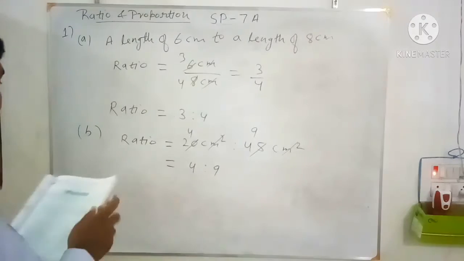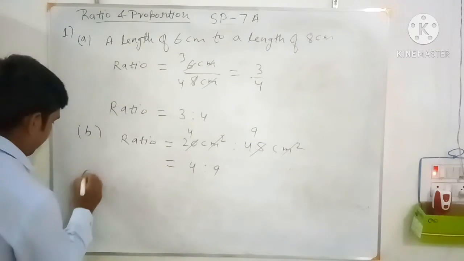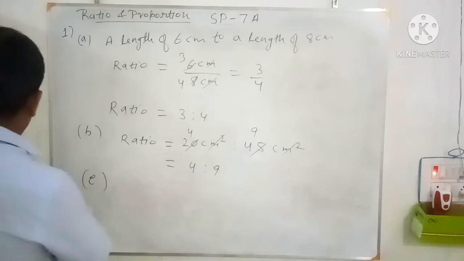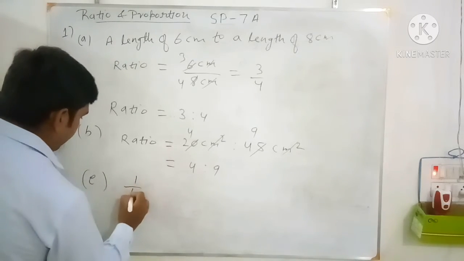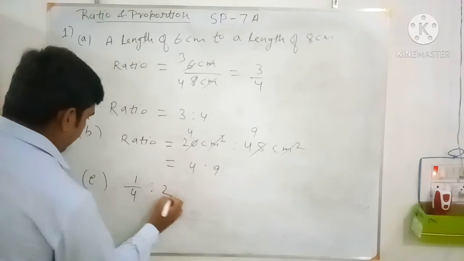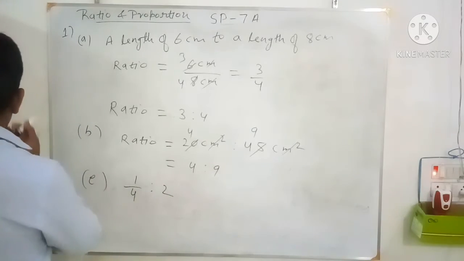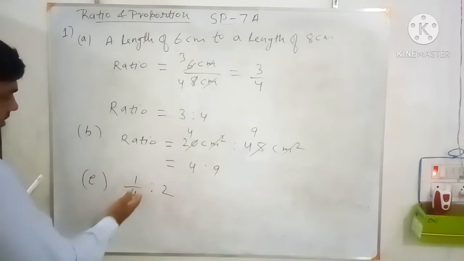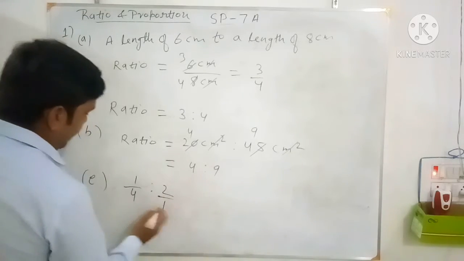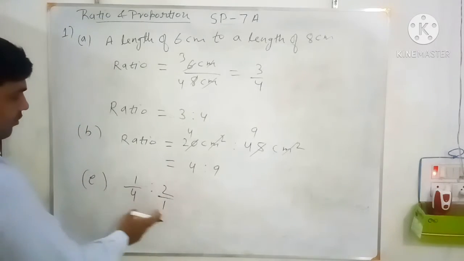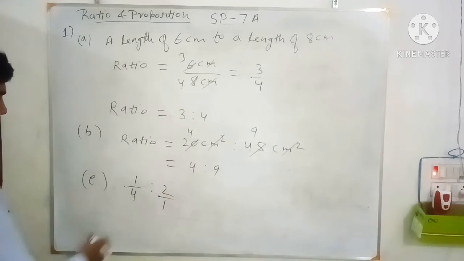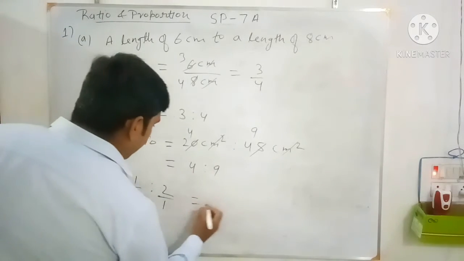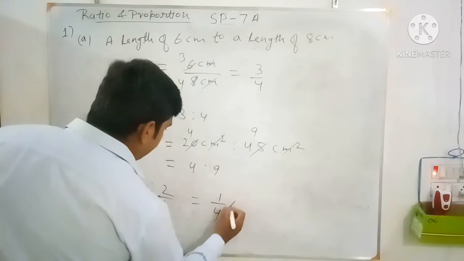Now we see E. How do we do question E? In question E we can take 1 by 4 ratio 2. Here we have to find it in simplest form. So we want to convert this fraction into whole numbers. See, this 2 can be written as 2 by 1, and the LCM of 4 and 1 is 4. So multiply each term of the ratio by the LCM, that is 4.